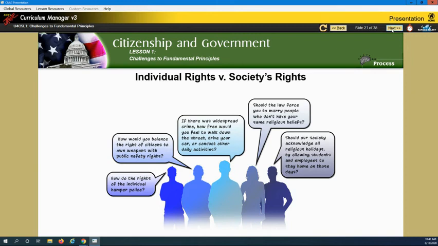If there were widespread crime, how free would you feel to walk down the street, drive your car, or conduct other daily activities? There's a good question. So if there's widespread crime, like we saw in Portland, Oregon, and Detroit, Chicago, some of these places, where people are just running down the street, stealing people's cars and rioting and looting and stuff like that, how safe would you feel?